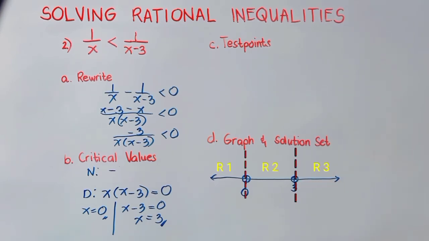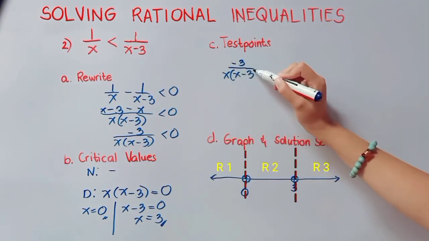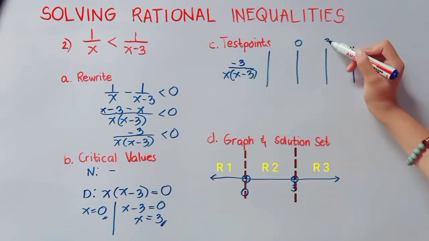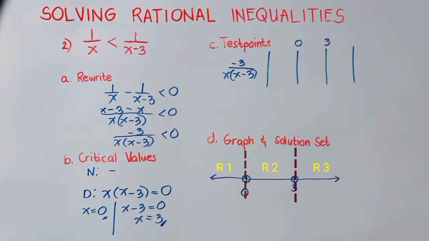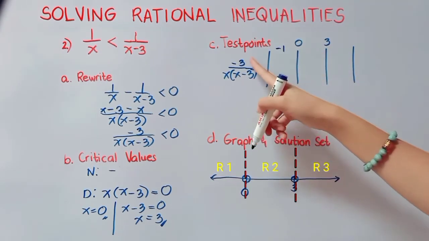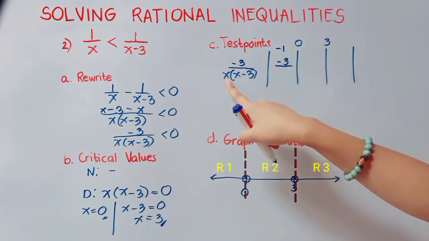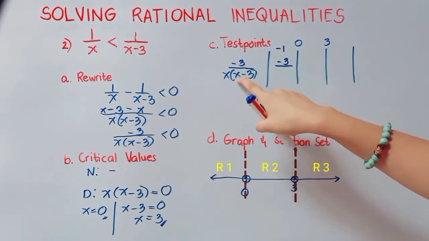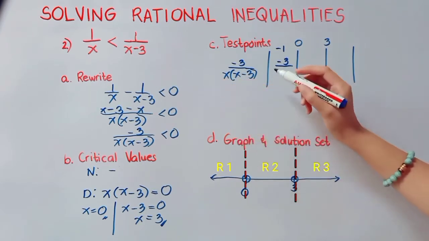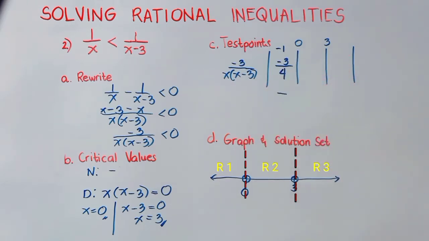Now we have here 3 regions to test. To do that, let us first copy our given, and our cutoff values are 0 and 3. Let us now get a value from region 1. I will be considering negative 1. So we have here negative 3, and then substitute x with negative 1. Negative 1 minus 3 is negative 4 times negative 1, so that is equal to positive 4. Negative divided by positive is negative.